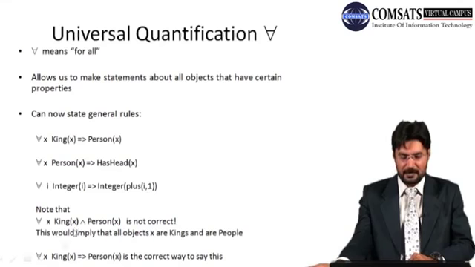Note that for all x, King(x) and Person(x) is not correct. So we cannot use 'and' in between for all. This would imply that all objects x are kings and are people, because if we use 'and', this means that all kings are persons, and we can also say that all persons are kings, which is not true. For all x, King(x) implies Person(x) is the correct way to say this. We can only use it this way because all kings x are persons.